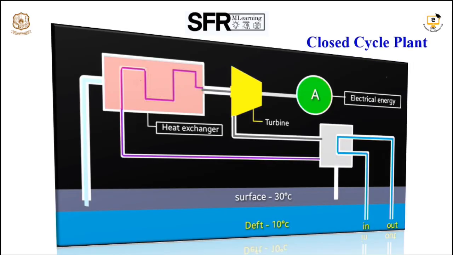The next one is the closed loop system, which is almost similar to the previous one, the open cycle system, but the only difference is that here we use ammonia liquid as the main fluid. We take the heated water from the surface of the ocean and exchange its heat to the ammonia liquid. The ammonia receives heat from the heated water, and then it is vaporized and converted into steam, and this steam strikes the turbine.